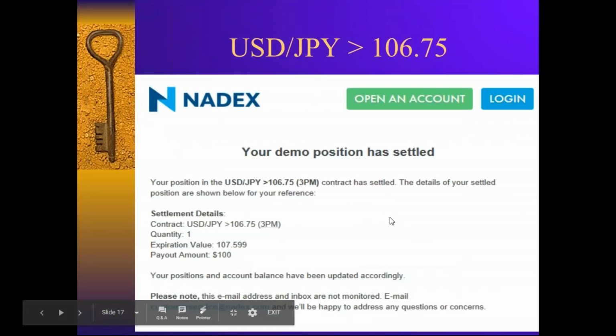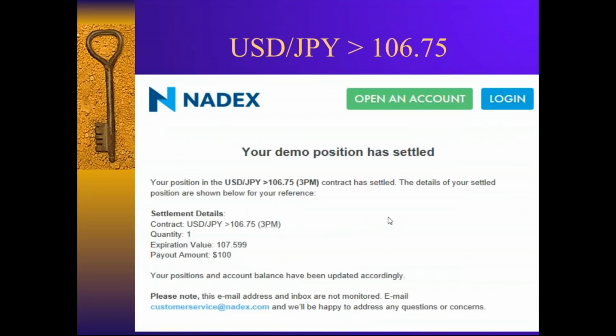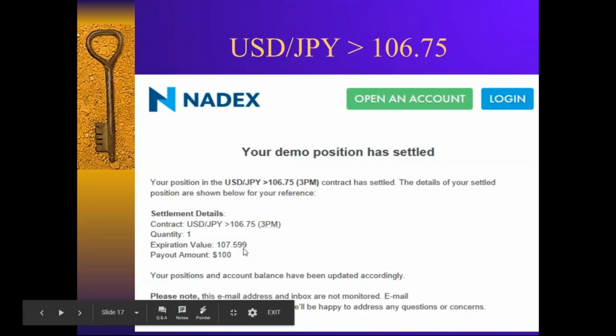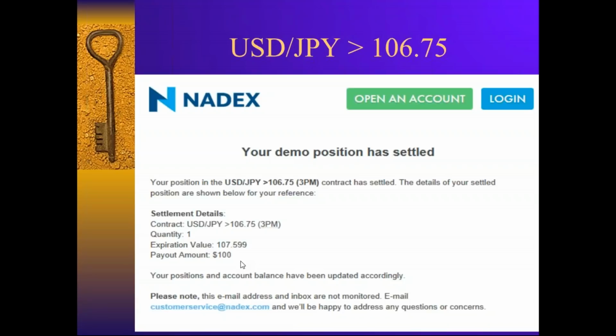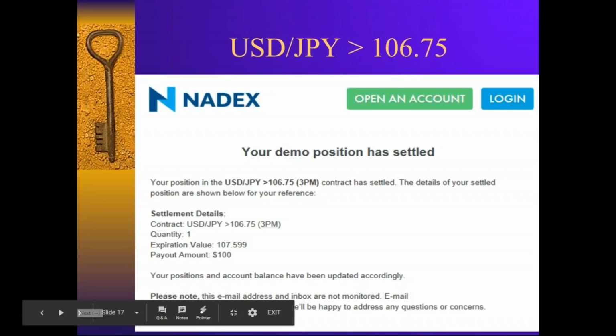You can see once you enter a position, you get a response from the Nadex platform, and once your position is completed, you also get another confirmation. So for our first strike price of 106.75, here's the details once again. We were betting on, or looking at being long, the US dollar JPY greater than 106.75. Quantity 1, expiration value was 107.599. So the payout amount was $100. So the profit on this option was $100 minus the initial outlay for the purchase of the option.